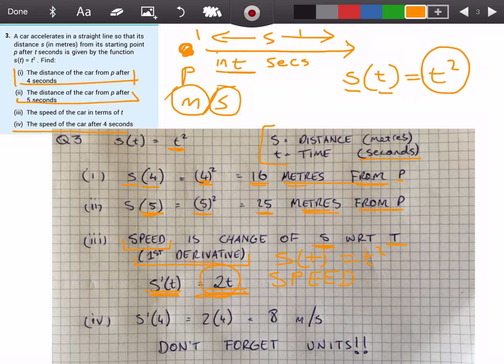And part 4 asks us to do that. The speed of the car after 4 seconds. So all I got to do, s prime of 4, fill in my 4 value, and I get my unit. As I said, do not forget that. It's really important. I'm talking about distance with respect to time. So it's meters per second. So hopefully that will help you out.